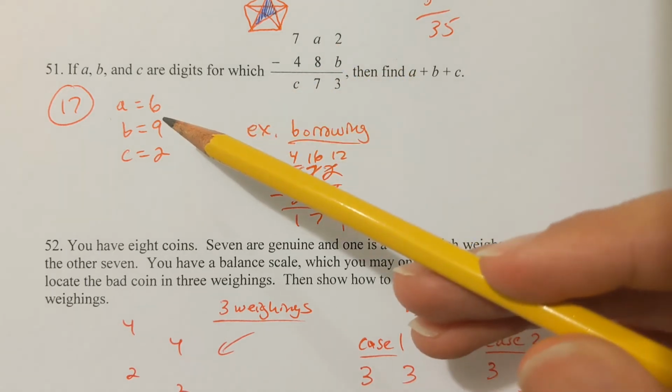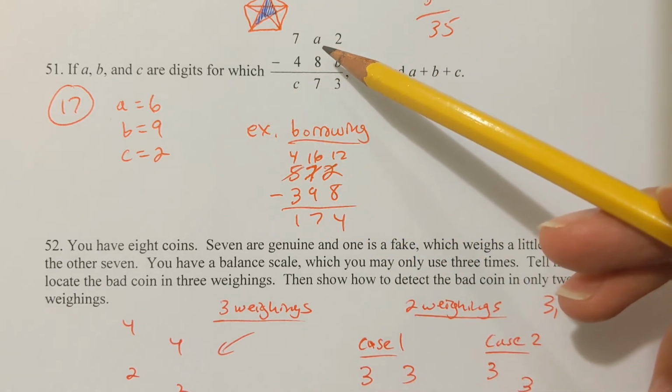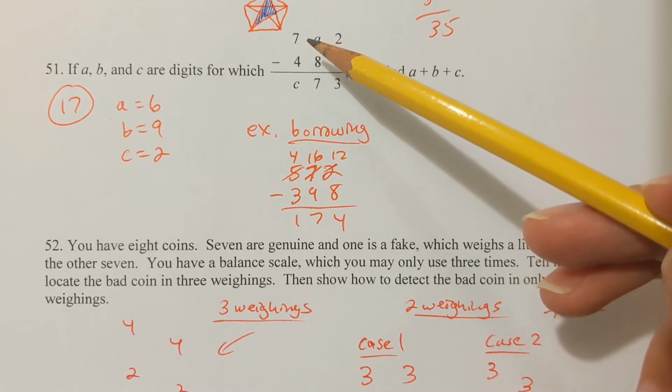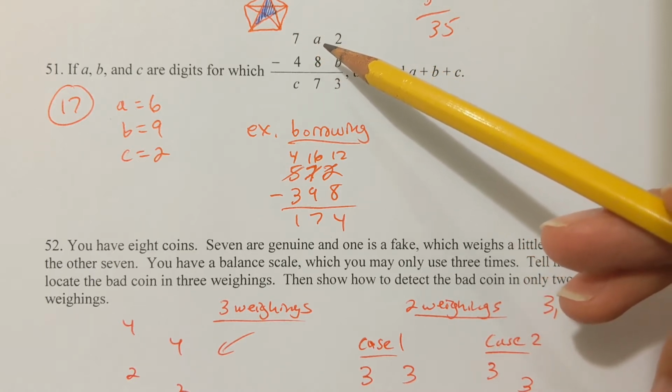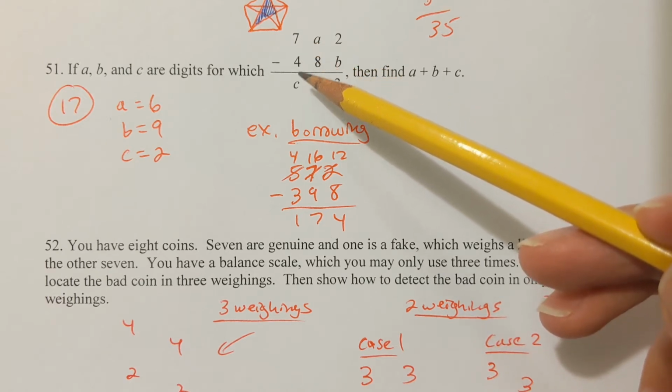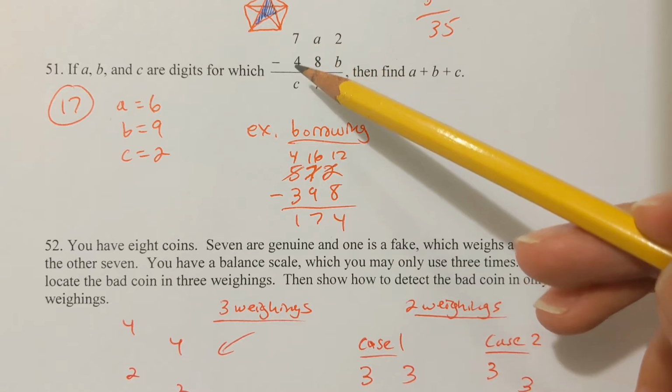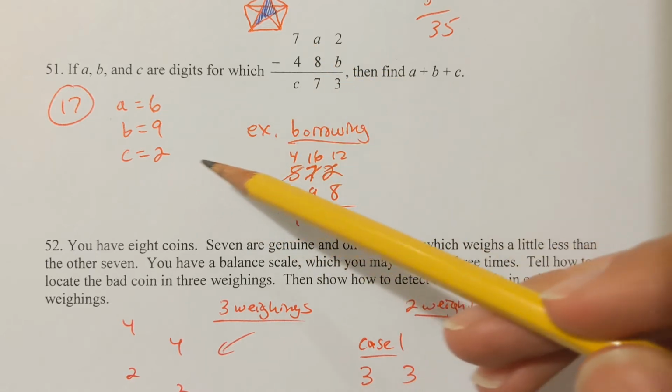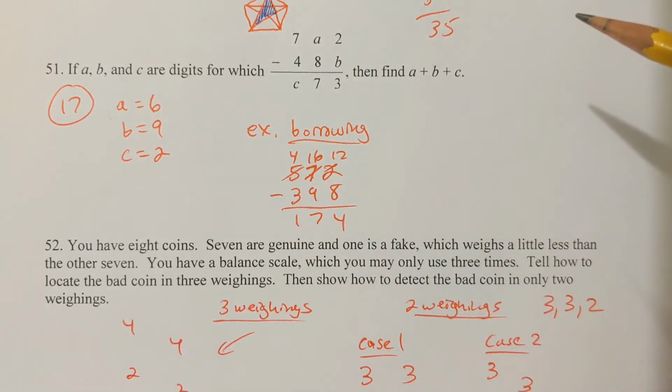Okay, A was 6. Okay, so you had to borrow 1 from 6 to turn that into a 5, and then you had to borrow 1 from the 7 to turn that into a 15. So A was 6. 6 minus 4 gives me 2. Again, I'm borrowing. Okay, so C would be 2.